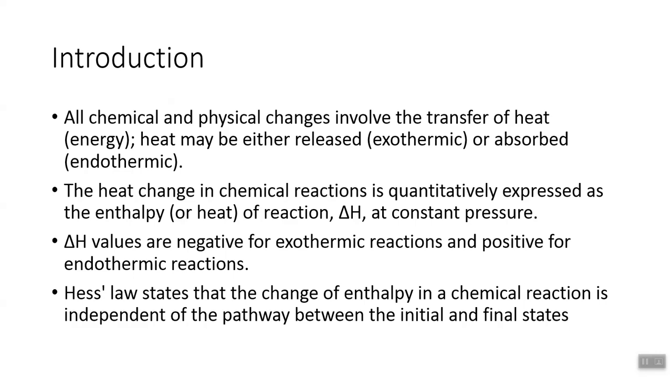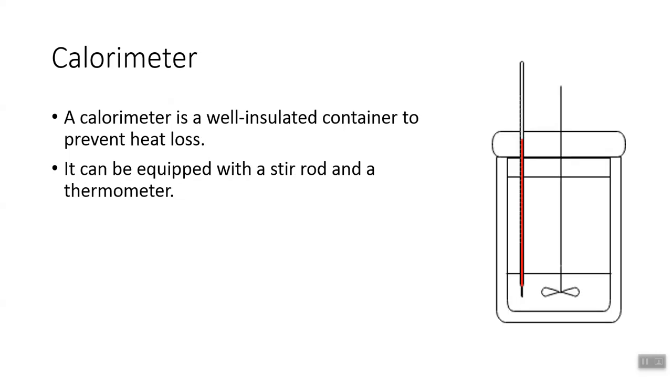Hess's law states that the change of enthalpy in a chemical reaction is independent of the pathway between the initial and final states. And today we will study how to measure the heat of reaction. We use a calorimeter. A calorimeter is a well-insulated container to prevent heat loss. It can be equipped with a stirrer and a thermometer to measure the temperature.